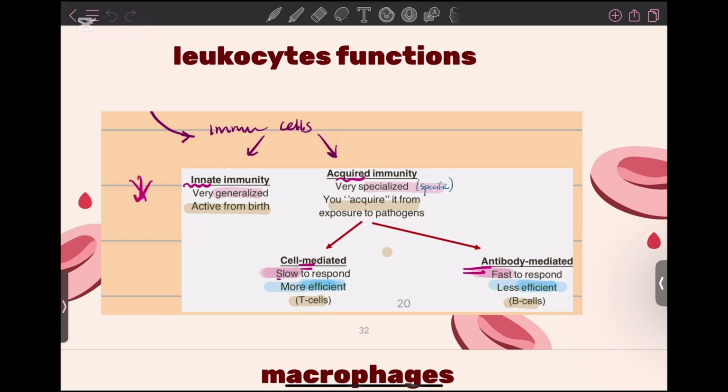We have innate or acquired. Innate, we know it's very generalized, but acquired is more specialized, more specific, and it's acquired. When you are exposed to an infection, you're going to develop an acquired immunity. But innate, you have it since birth. Acquired, again, very briefly, we have T cells and B cells, the antibody mediated, and T cells, which are cell mediated.